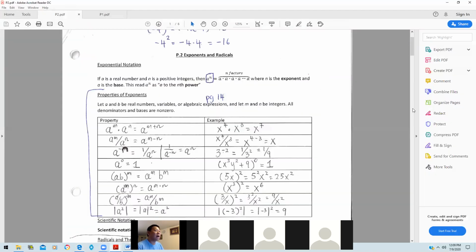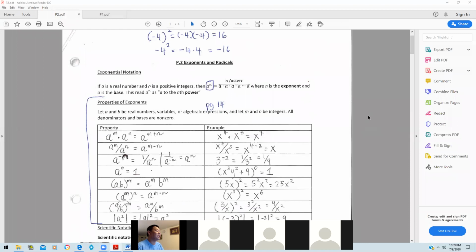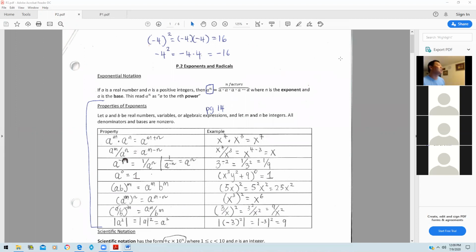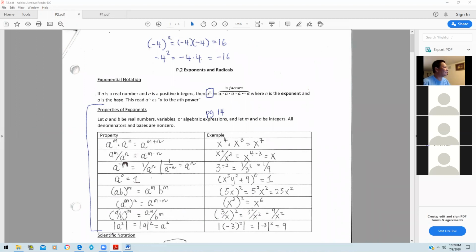Okay. So what we're going to talk about here is P2. This is called exponents and radicals. A lot of you know what an exponent is. An exponent is where you have a number and raise it to a power. So a to the power of n is where you do a times a times a, n times. We call that an exponent. A is called the base, and n is called the power.